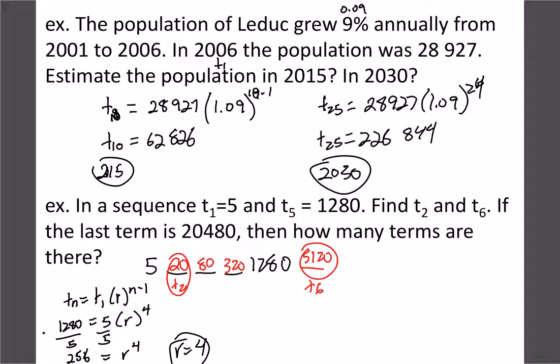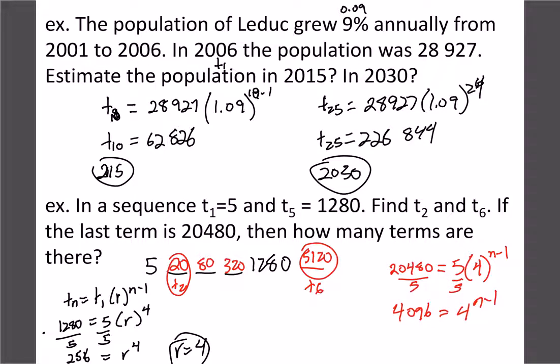So we can do the same thing. Let's plug this into the formula. So we have 2480. Our first term is 5. Our r we now know is 4, to the n minus 1. So we'll go 2480 divided by 5. Let's do that just like we did in the previous step. So that gives us 4096 equals 4 to the n minus 1.